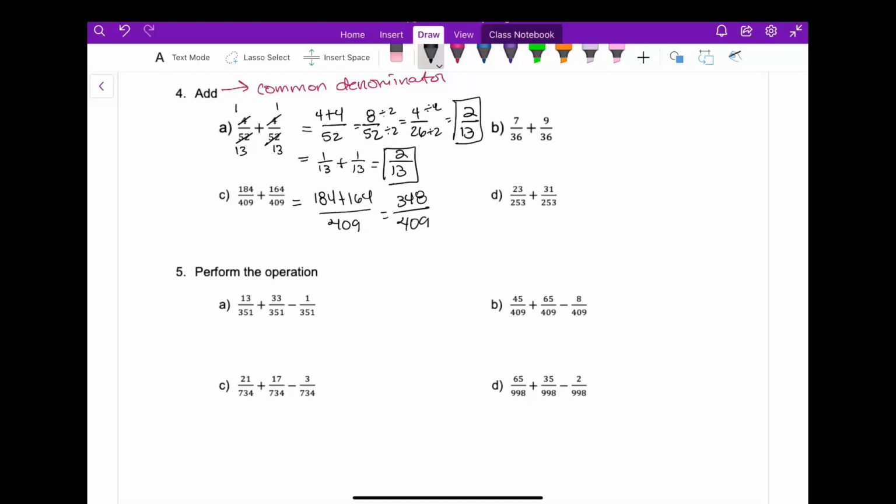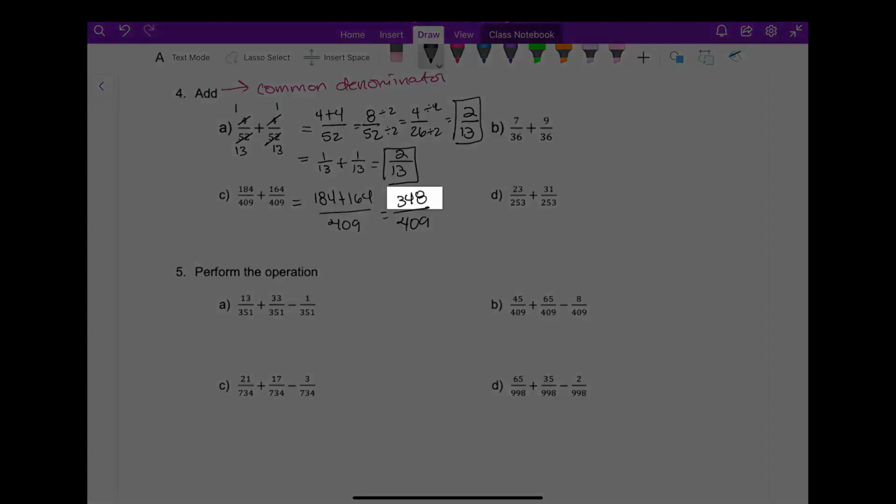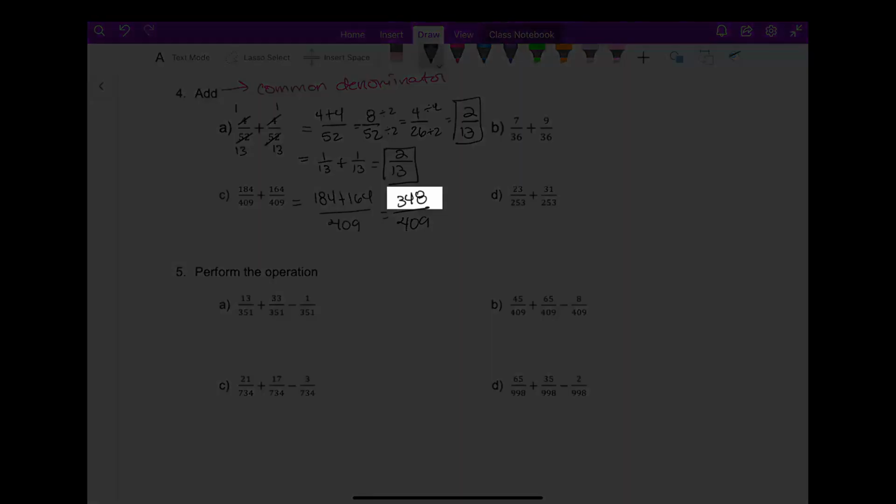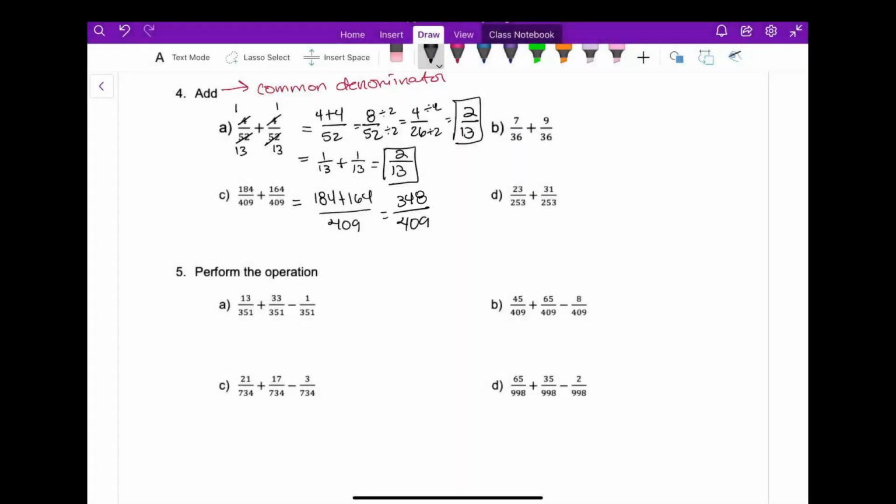Now, just because you checked initially doesn't mean you shouldn't check at the end. So we have 348 divided by 409, 235. Are they both even? No. Do they both end in 0 or 5? No. How about 3? 3 plus 4 is 7. 7 plus 8 is 15. Ooh, that can be divided by 3.